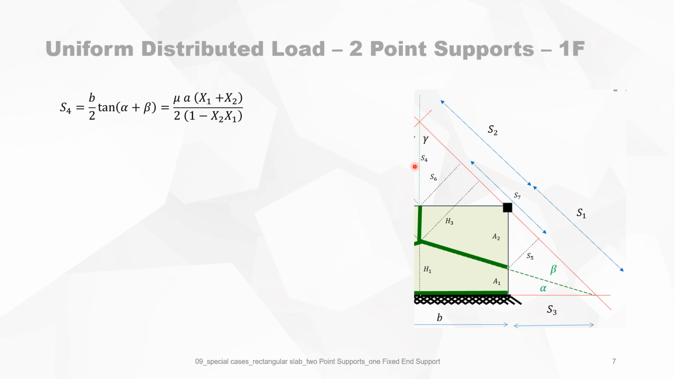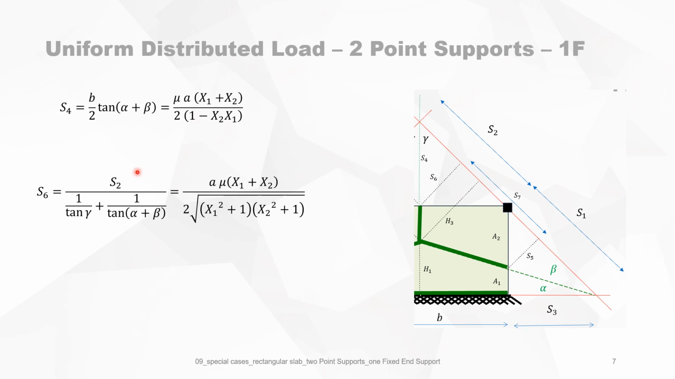S4, this is S4, is of course, if this angle is alpha plus beta, so the tangents of this angle is equal to S4 divided by B over 2. And then you can express it in x1 and x2. For S6, we use the cotangents rule. It is the base S2 divided by the summation of the cotangents of the two adjacent angles.